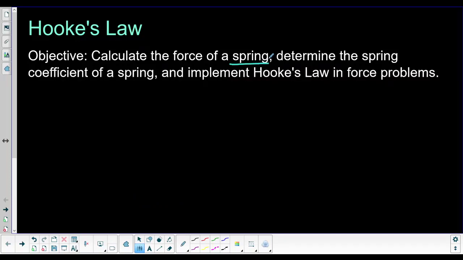Disclaimer, I haven't checked. I probably should have before I started recording, but if you see the word string, I probably meant spring throughout this entire lecture, so just bear with me. I'll point out if we get there, but hopefully you don't notice.